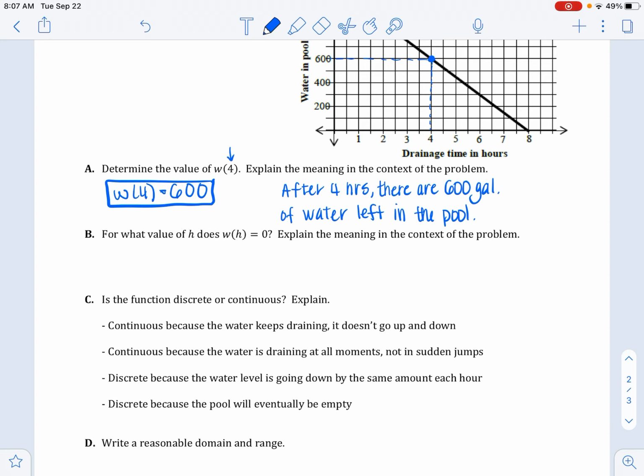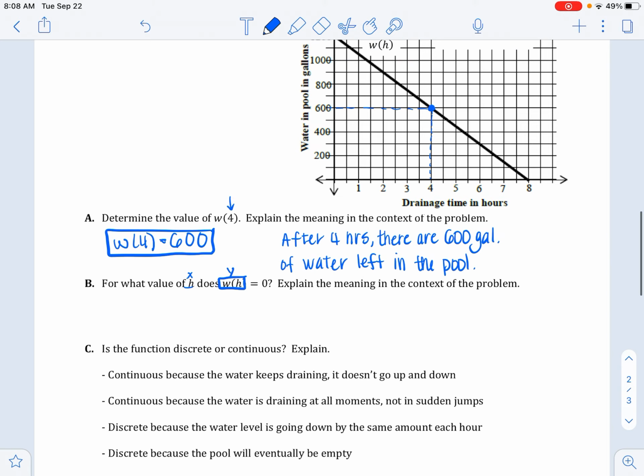Okay, B. For what value of H does W of H equal 0? Explain the meaning in the context of the problem. So remember, W of H is just a fancy way of saying Y. When Y is 0, what is H? H is just a fancy way of saying X. So when Y is 0, what is X? So here is where Y is 0, right? So when Y is 0, let's go over here. That's what X is. X is 8. So I'm going to say H is 8, which is number of hours.